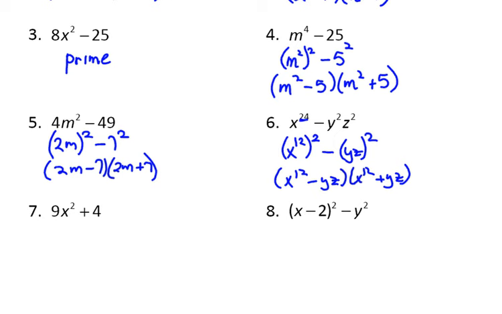Number 7, 9x squared plus 4, this is a plus. And because it's a plus, it's not the difference of squares, so this is prime.